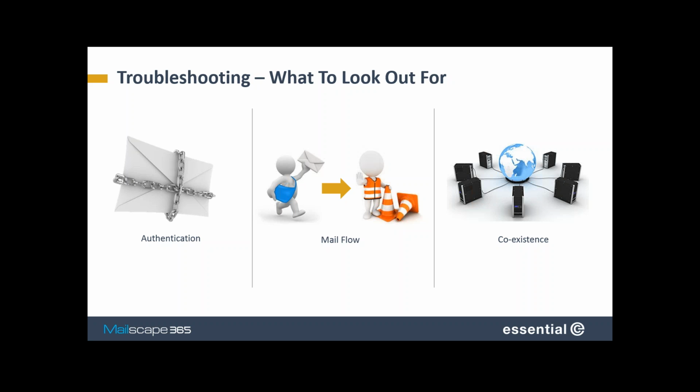Well, first of all, let me start by mentioning that these are three categories where things can go wrong, but obviously there's much more than this, right? The reason why we focus on authentication, mail flow, and coexistence is because these are the areas where I commonly see issues or questions arising in hybrid deployments.